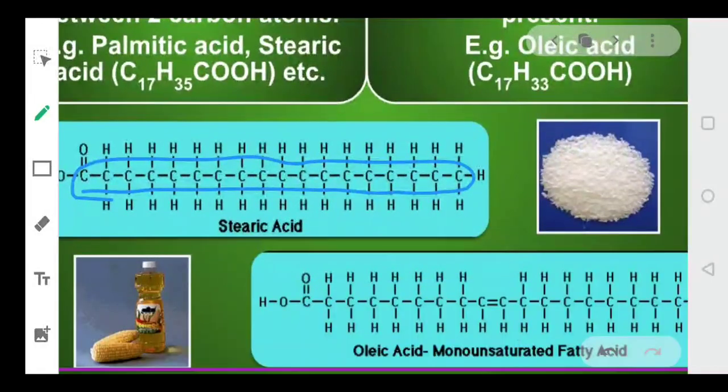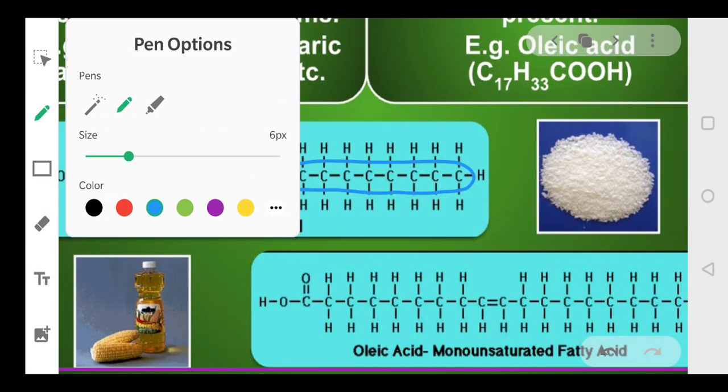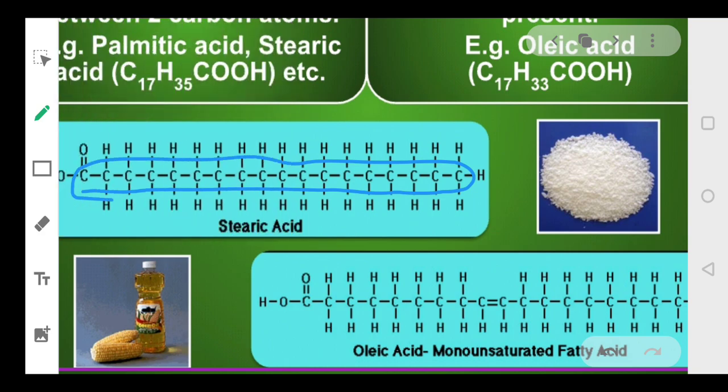the fatty acid, just look at the second example, everyone. Look at all the carbon atoms. Can you notice the difference here? Can you observe the difference?